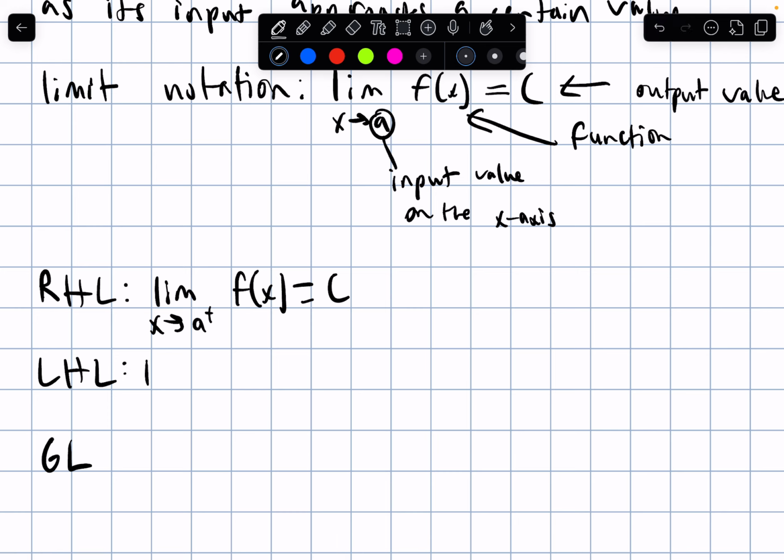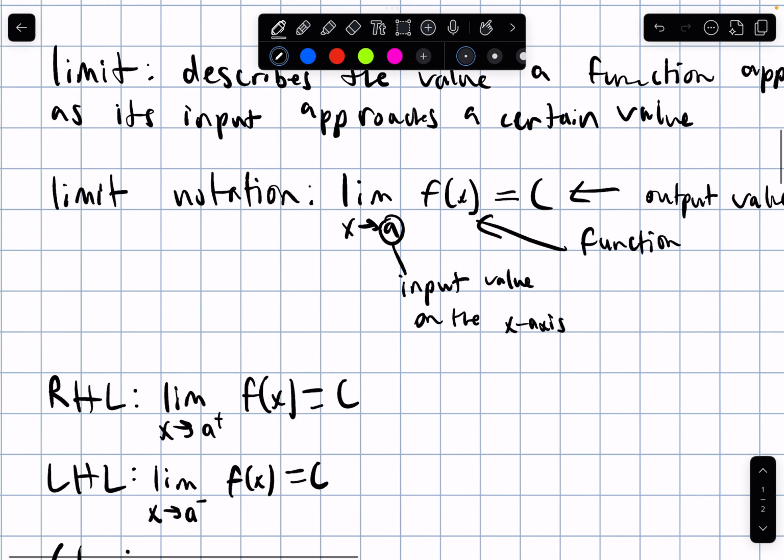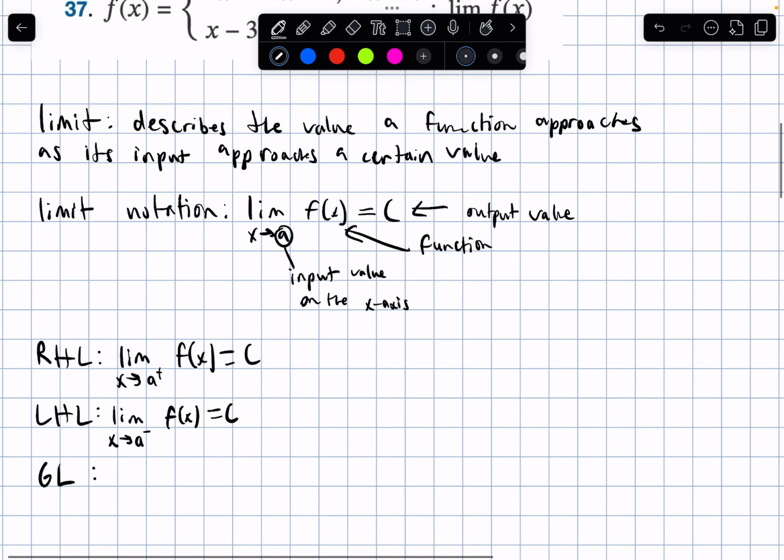For our left-hand limit, we'll have x approaches a minus of f of x equals c. This minus indicates that this is a left-hand limit, which makes the distinction from a right-hand limit. A general limit describes the behavior of a function as its input approaches a specific value, the same as what we defined a limit as up here. A general limit is where the right-hand limit equals the left-hand limit, where the two limits meet.